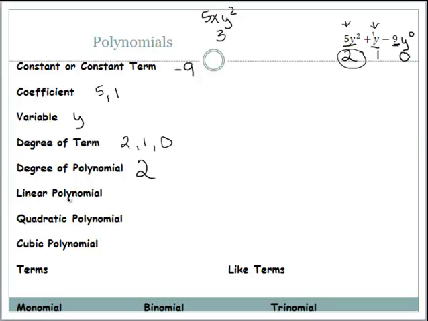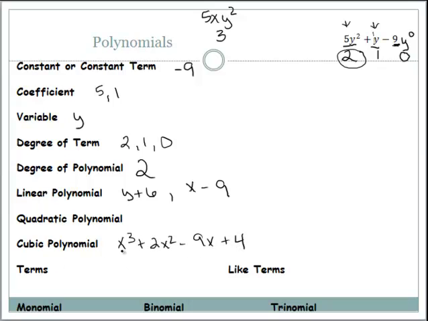A linear polynomial is a polynomial where the highest degree is 1. So something like y plus 6 or x minus 9 or something like that. The highest exponent is a 1. A quadratic polynomial is where the highest exponent is a 2. So like this one at the top. That is a quadratic polynomial. A cubic polynomial has a highest exponent of a 3. So something like x cubed plus 2x squared minus 9x plus 4. This would be a cubic polynomial.